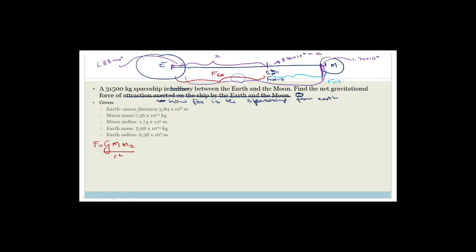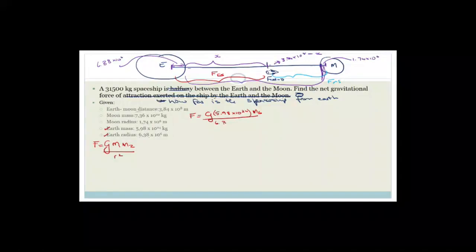So if we're looking for the left-hand side, we have the mass of the Earth, and the radius of the Earth that we need to add to x. The Moon's radius, no, we don't need that. And we've got the mass of the spaceship. So F is G, which is 6.7 times 10 to the negative 11. Actually, I'm going to make things a little bit easier for you guys. Let's leave G as big G. Then we've got the mass of the Earth, which is 5.98 times 10 to the 24, then the mass of the spaceship, all over the Earth's radius, 6.38 times 10 to the 6, plus x, all squared.